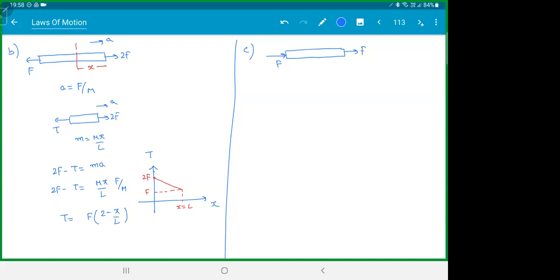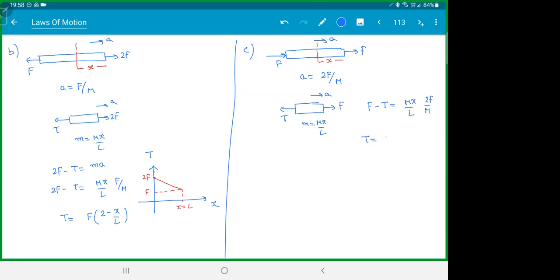Answers for the third one. Third is interesting, actually. Acceleration is 2F by m. Cut it here. X. F, tension, acceleration. And this will be mx by L. F minus T is equal to mx by L into 2F by m.